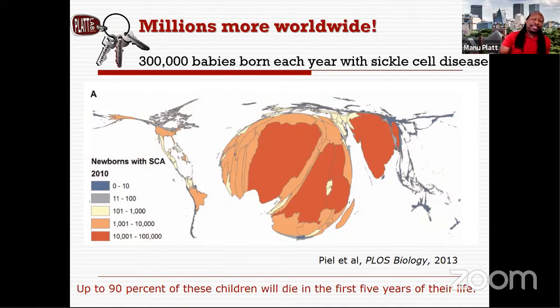But the real sad part to me is that up to 90% of these children will die in the first 5 years of their life, usually due to infection. So if you give children penicillin from birth through the age of 6, then they can survive. But again, in low resource settings where that's maybe not diagnosed at birth, then these complications arise. So this is a global figure, not the US figure.